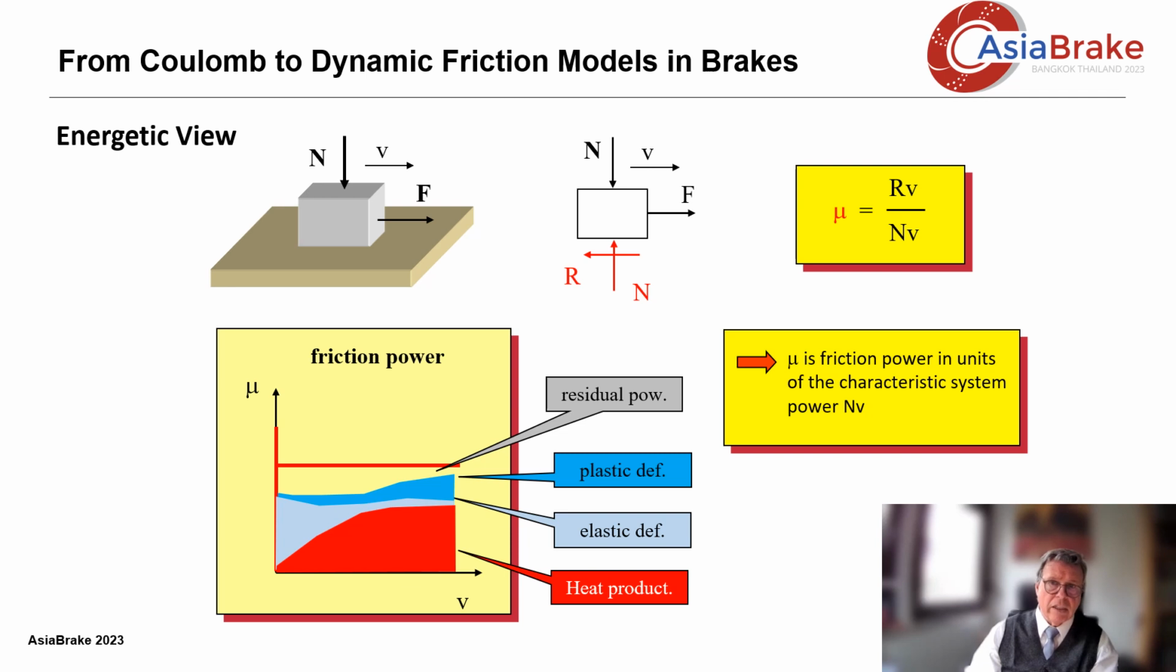If the numerator and the denominator are multiplied by the velocity, mu can be interpreted quite differently. Mu is the friction power in units of a characteristic system power. More precisely, system blind power, since normal force and velocity are normally perpendicular to each other. In this picture, one can ask approximately which part of mu goes into heat production and which into plastic deformation and so on.